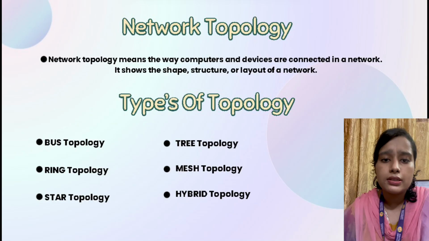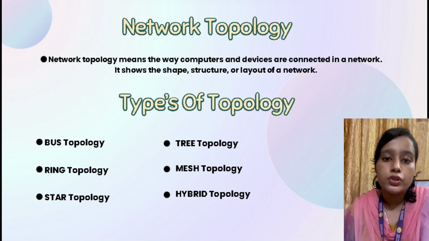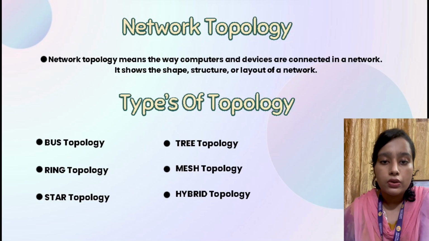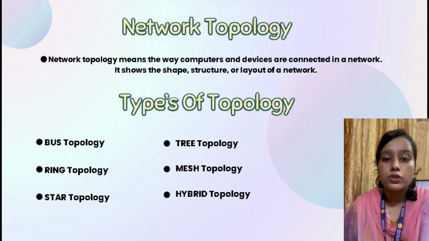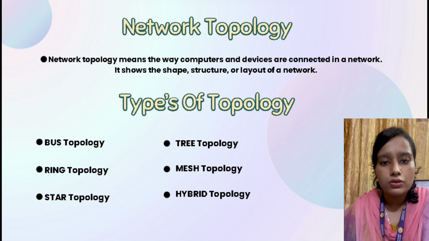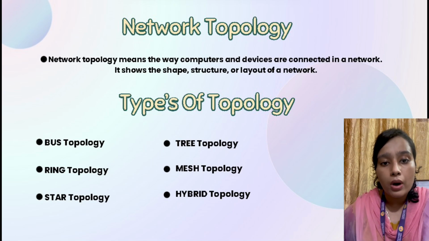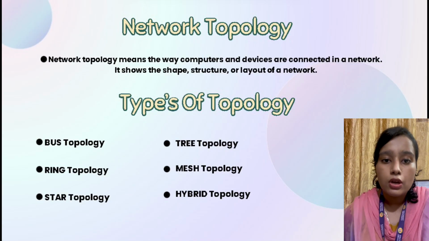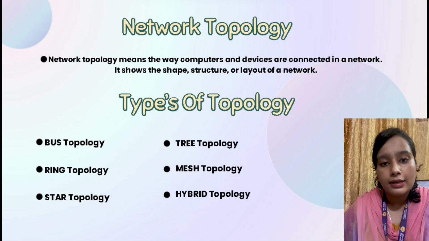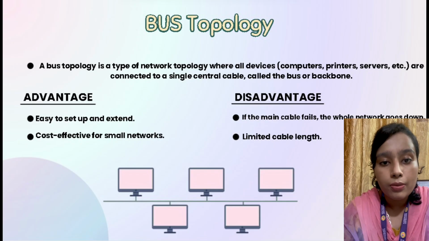There are 6 types of computer network topology. They are bus topology, ring topology, star topology, tree topology, mesh topology and hybrid topology. So these 6 types are the classification of network topologies. I will explain them to you one by one in our slides. At first, I will explain bus topology. So let's go to my first slide.